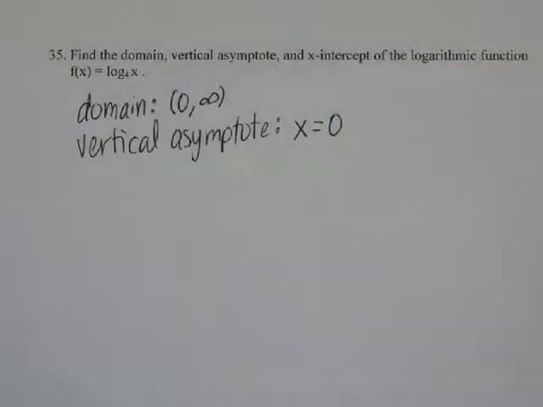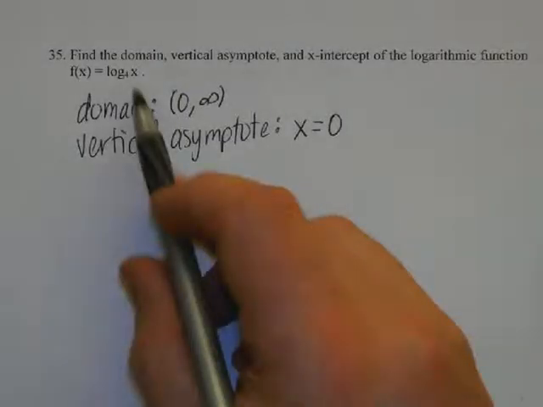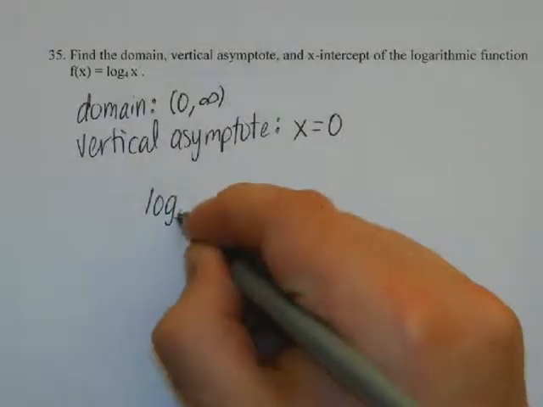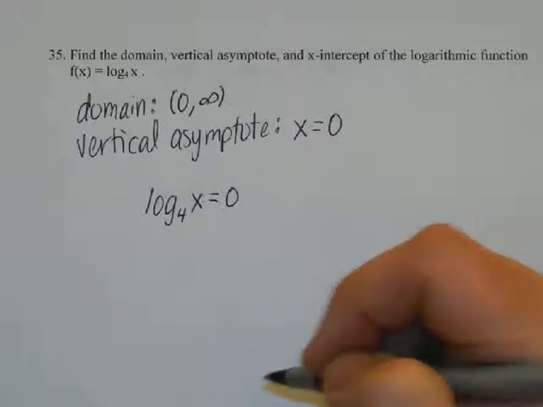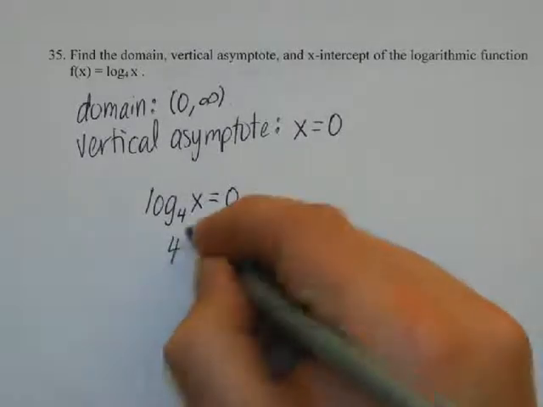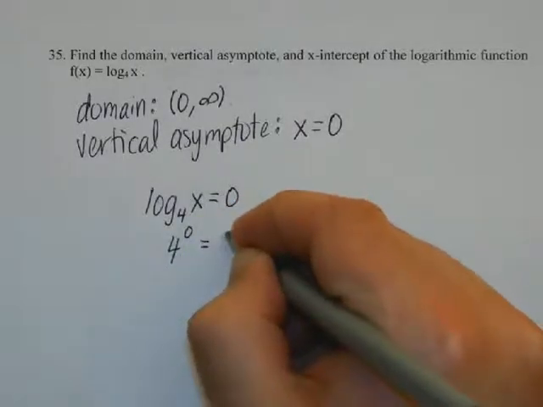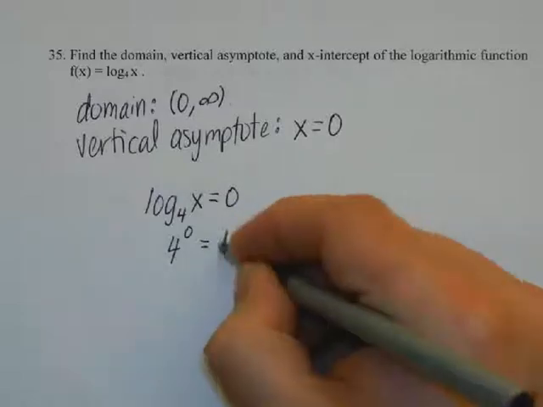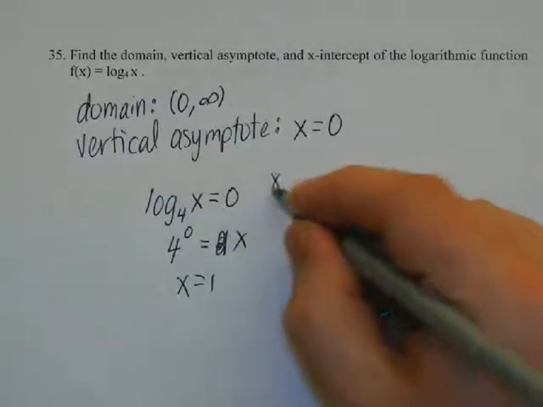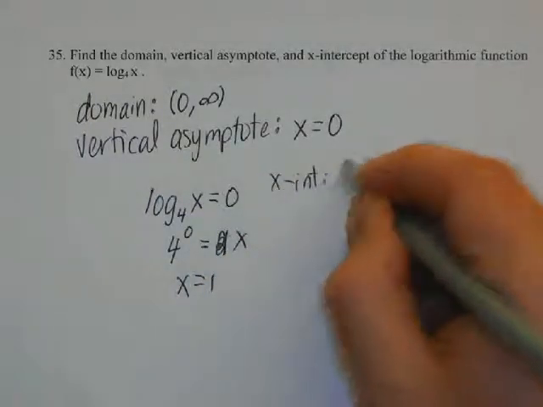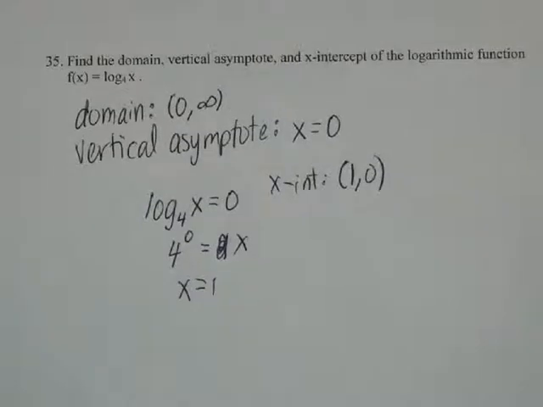And then the x-intercept. So really what we're saying is when is log base 4 of x equal to 0? Well, as an exponential, we get 4 to the 0 equals x. And 4 to the 0 is equal to 1. So the x-intercept is at (1, 0). In fact, all basic log functions like this will have an x-intercept of (1, 0).